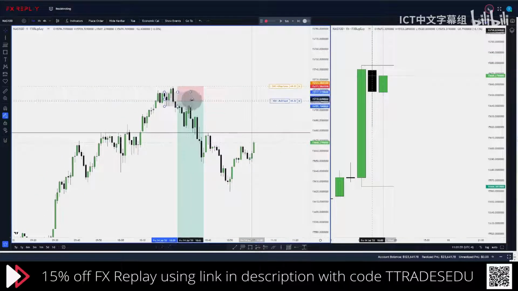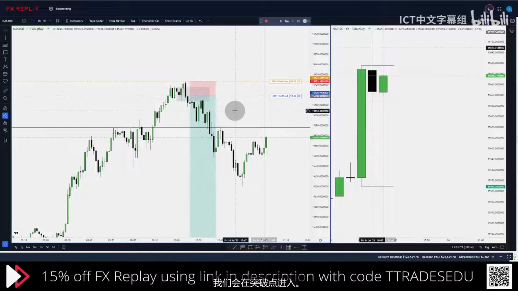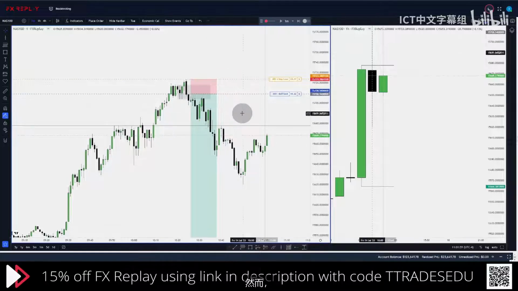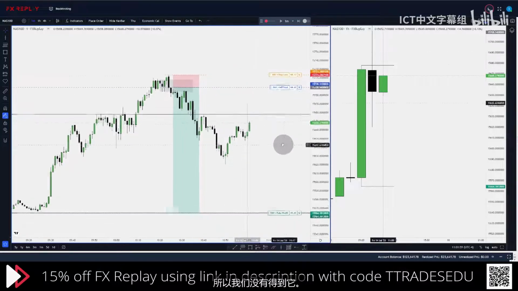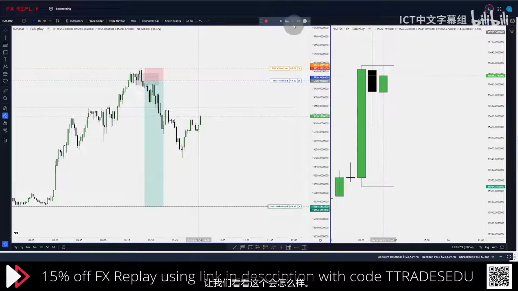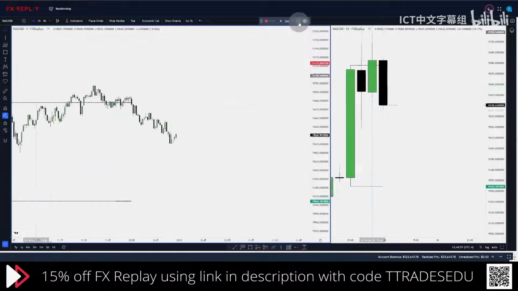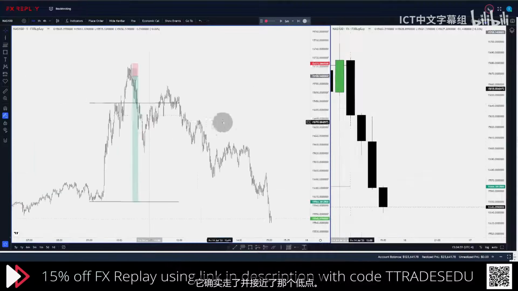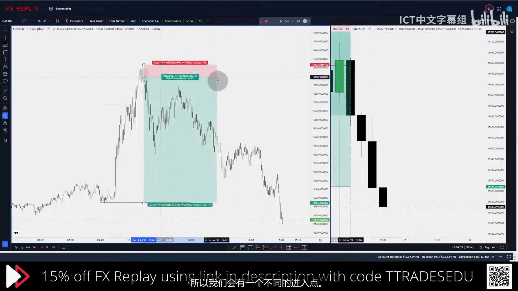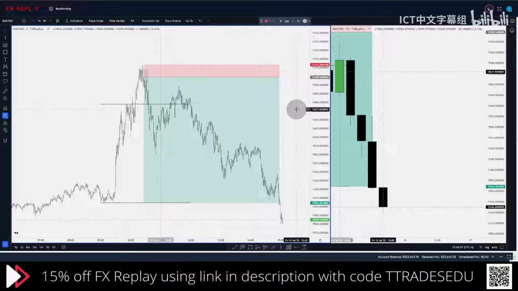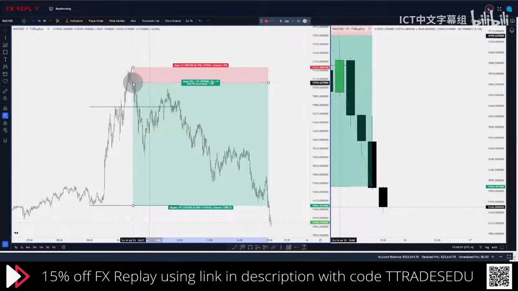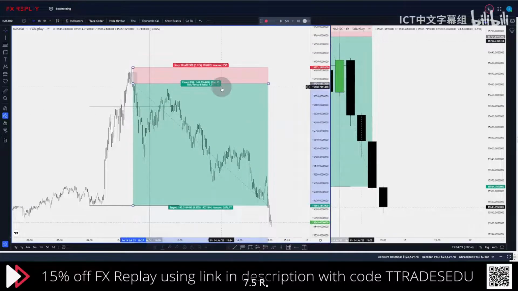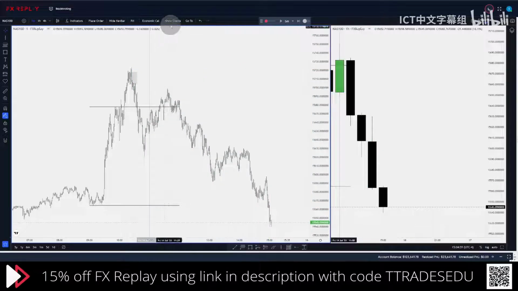So if we're looking at it, we would have taken our entry on the breaker. We would have been tagged in. However, I wanted the fair value gap entry, so we didn't get it. Let's just see how this one would have worked out. It does go and take that low. So if we would have had a different entry, would have ended up with around 7.5R, but that's okay. Let's go to the next one.